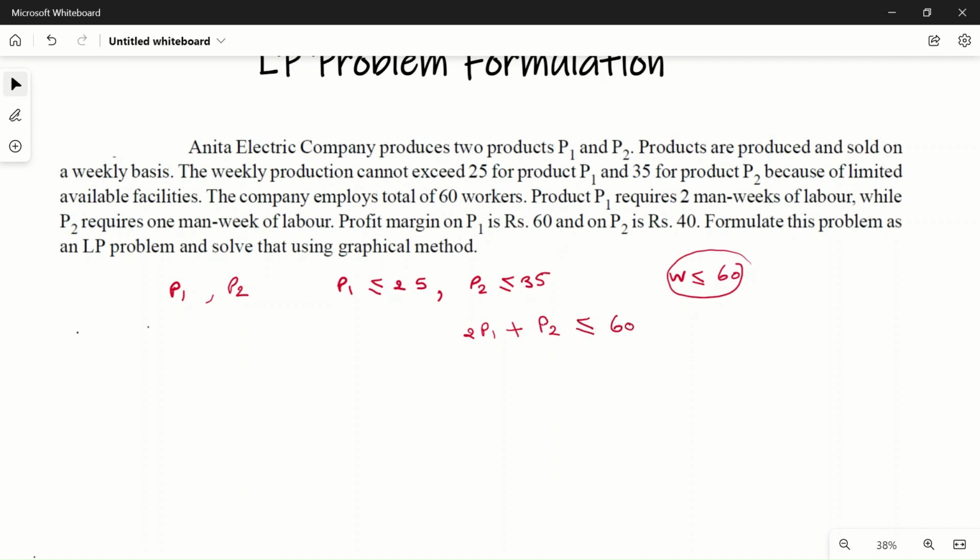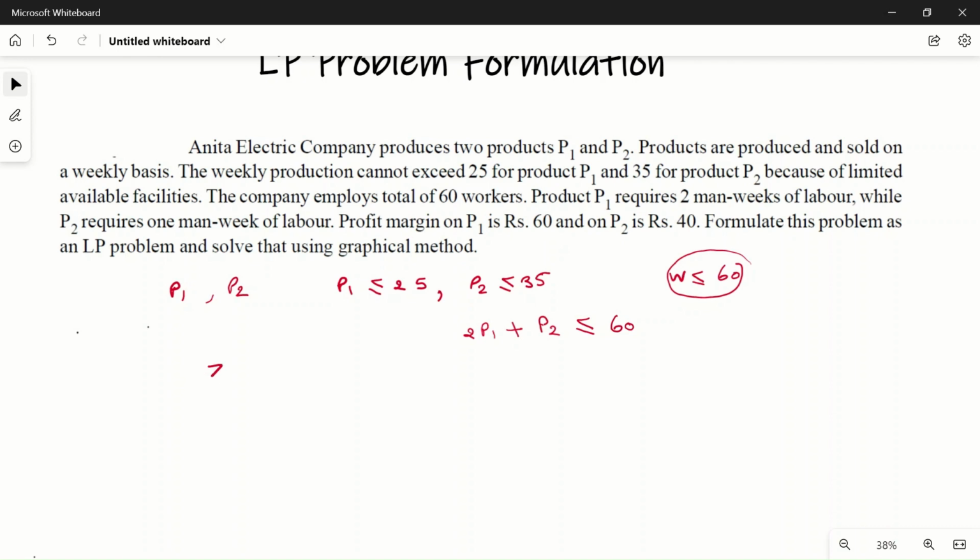How? Because P1 requires twice the labor of P2, and the total number of workers will be equal to 60, which is given in the problem. Profit margin of P1 is 60 and P2 is 40. So we have to formulate this problem and solve it by the graphical method.